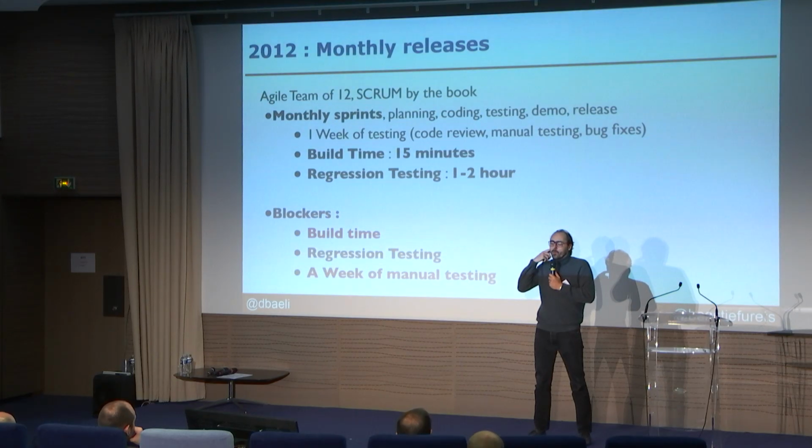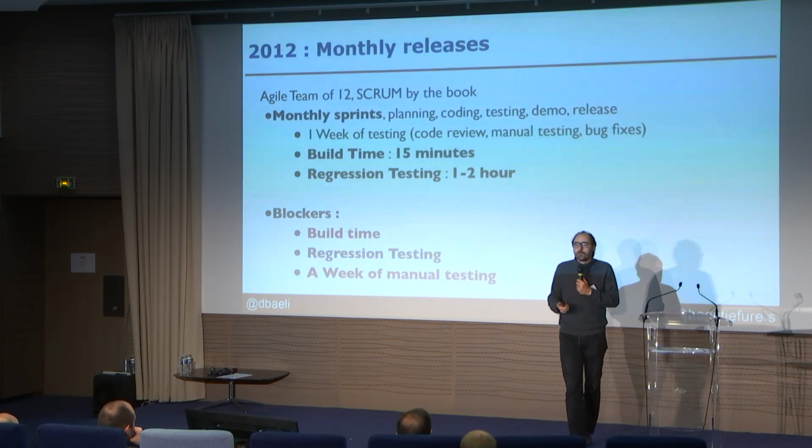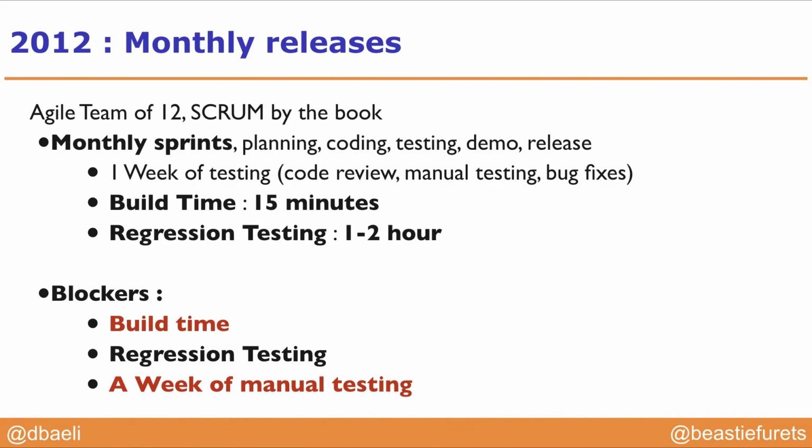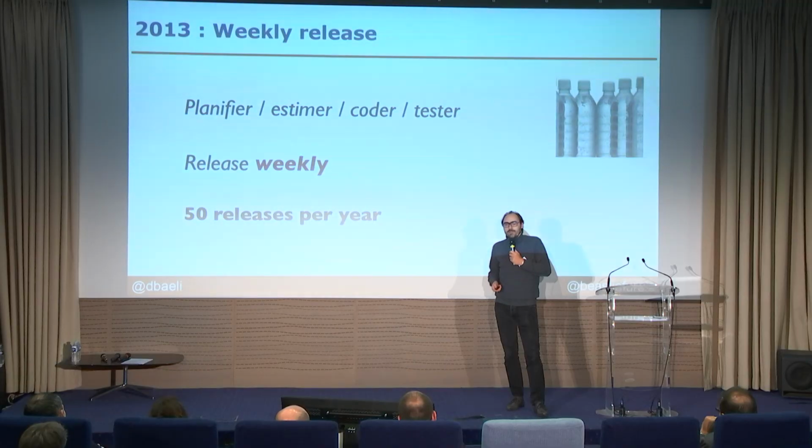We had some difficulties about build time. 500,000 lines of code, and the tests took like 15 minutes. It was a lot. And the browser testing was taking 1-2 hours, and the week of manual testing was quite high. So we decided to release a bit more often from that. The goal was to release weekly, so it's 50 releases a year, sorry, not yet a week.